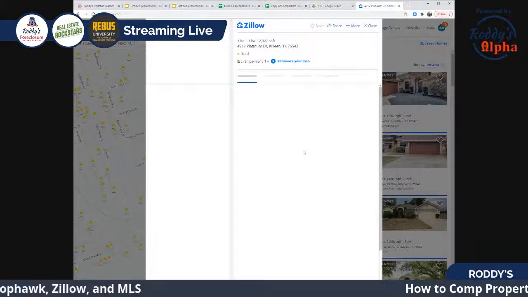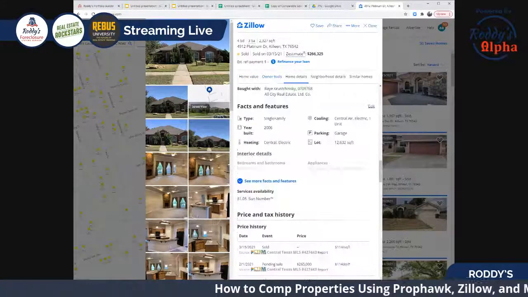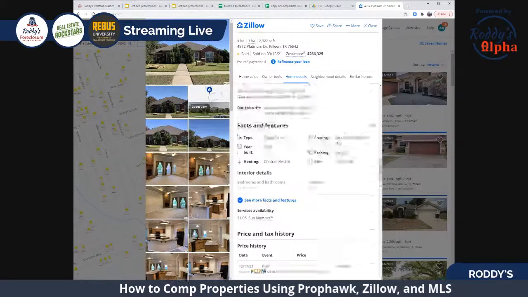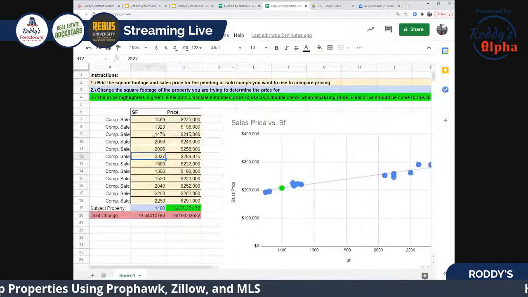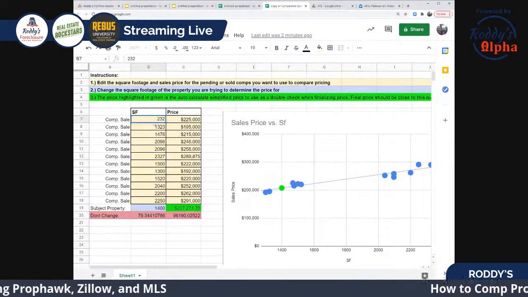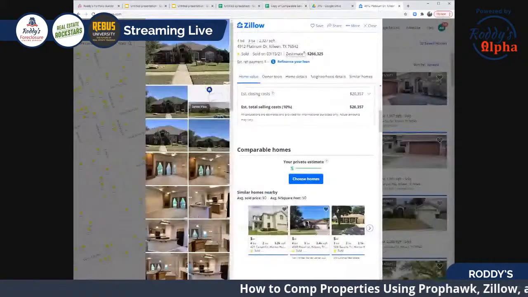So we could plug in one at a time. So this house, 2327 square feet, sold for $265,000. So 2327 is 265,000. And I'm just going to start going.